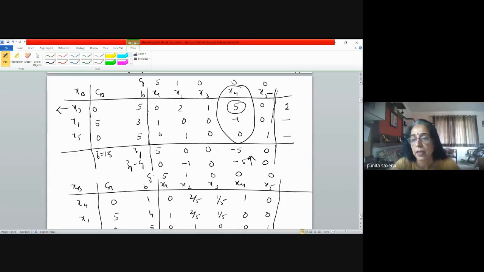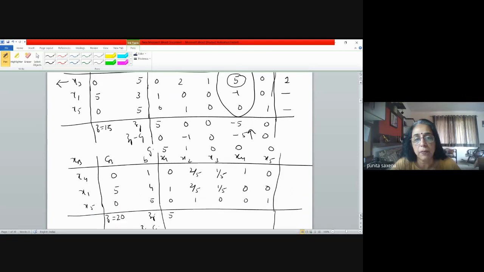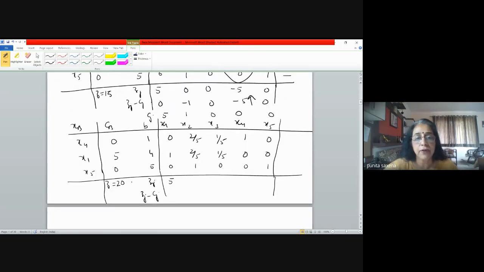Okay. Now this is 5. What about this? 0 plus 5 into 2 by 5 plus 0 into 1. So 5 into 2 by 5 makes it 2. Then this is 1. This is 0 and this is 0. Okay. Now what about ZJ minus CJs? So 5 minus 5, 0. 2 minus 1, 1. 1 minus 0, 1. 0 and 0. That's it.